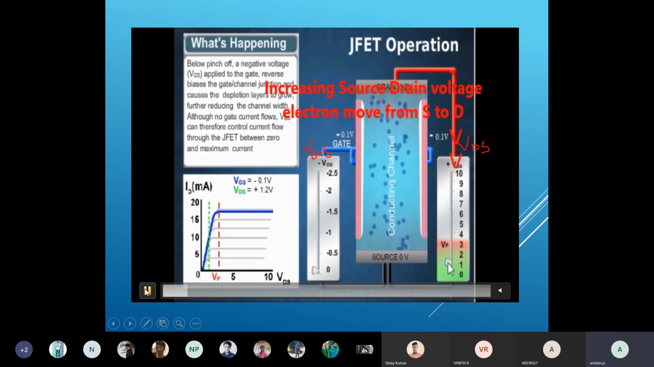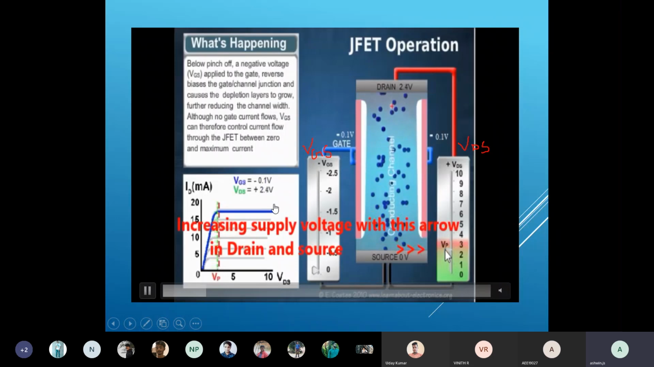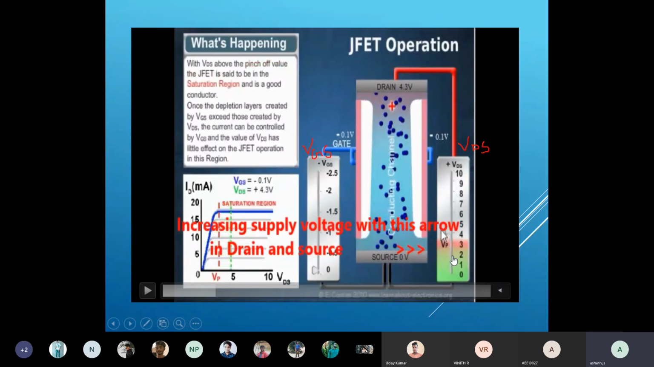So slowly I am increasing to 2. You can observe it is increasing. So the speed of the electrons is also increasing, and once I reach 5 volts, let me stop. At 5 volts, I am getting a maximum of approximately 18 milliamps. It is available in between 15 and 20. So 18 milliamps I am getting.